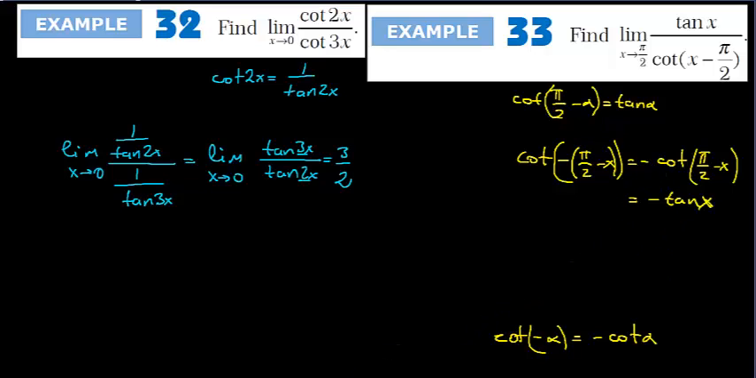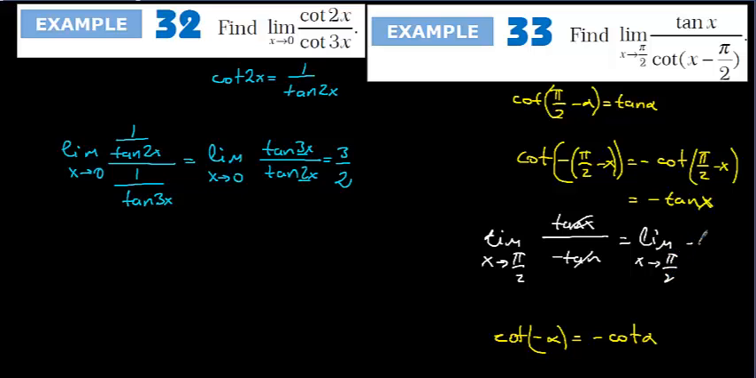Then I'm rewriting the expression one more time: limit x tends to pi over 2 of tangent x over cotangent of x minus pi over 2. X minus pi over 2 is minus pi over 2 minus x, which is equal to minus tangent x. If you simplify this, it's going to be limit x tends to pi over 2 of minus 1, and this is a constant, so the answer is going to be equal to minus 1.